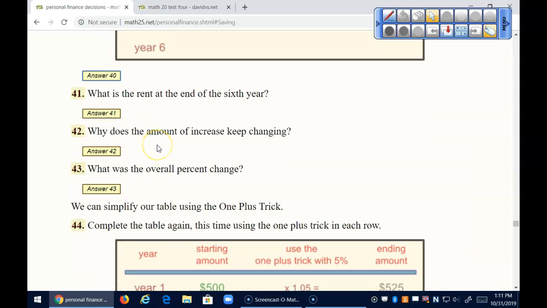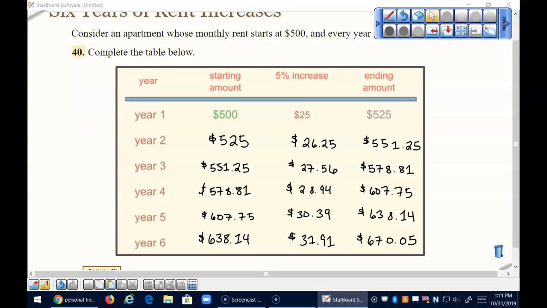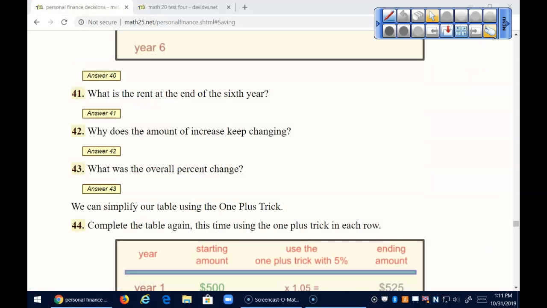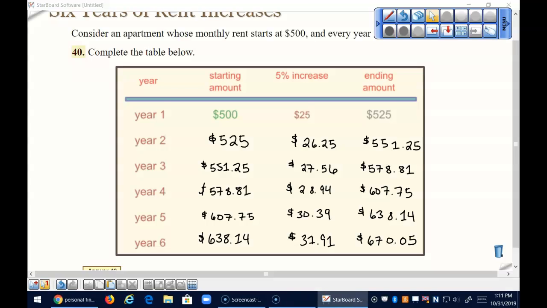So we could say things like, what was the rent at the end of the last year? It was $670.05. Or we could ask, why does the amount of increase keep changing? This keeps going up. This number keeps going up. 5% of a bigger number is bigger.